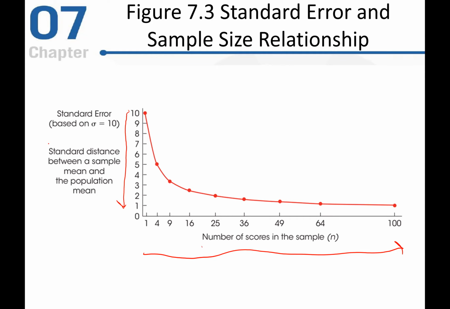This is the standard distance between a sample mean and a population mean, right? So again, as the sample size increases, there's going to be less error between the sample mean and the population mean. They're going to be closer and closer together. The larger the sample size gets, the less error there's going to be between sample means and the population mean that the samples come from.